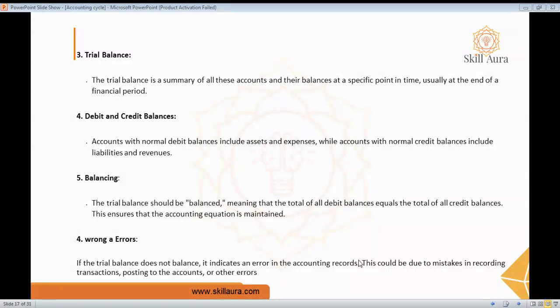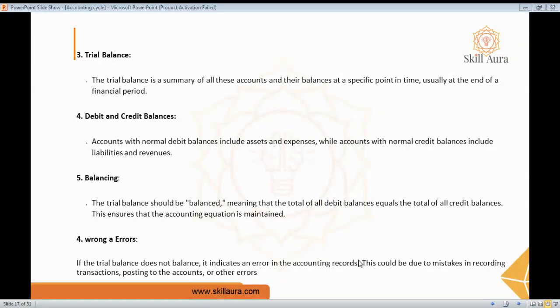The next one is trial balance. Here, it is the overall summary of all those accounts and the balance at a specific point in time. So, at the end of the financial period, we are going to prepare this trial balance. And the next one is debit and credit balance. Here, the accounts with the normal debit balance include assets and expenses, and the accounts with the normal credit balance include liabilities and revenues. So, this is the basic thing you have to understand.